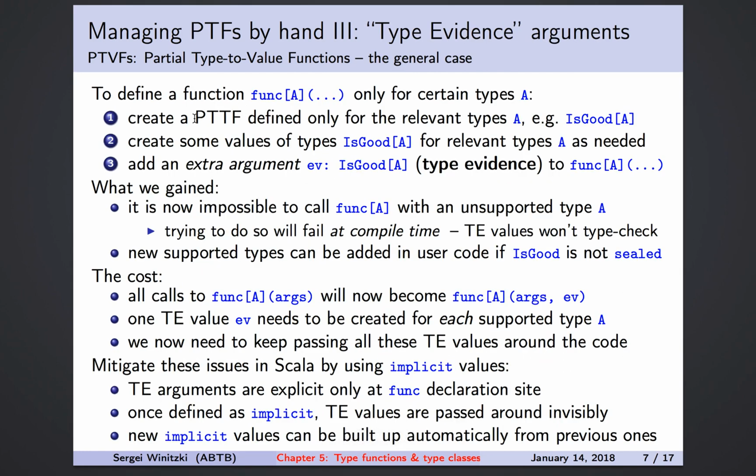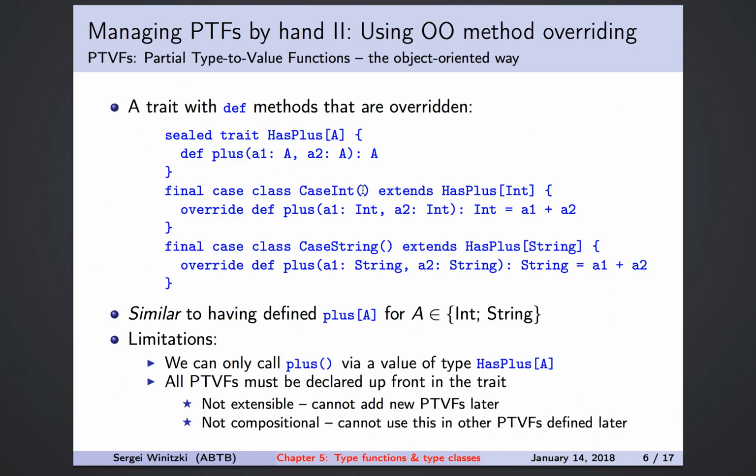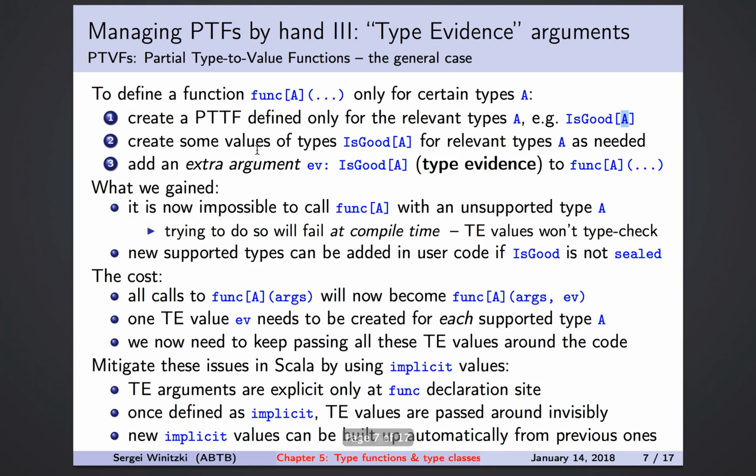So first you create this partial type to type function which defines your type domain. It's defined only for the specific types you want. So let's call this, for now, IsGood. So is this type parameter good? And if so, then we can proceed with it. We create some specific values of these types. For all relevant types A, we create a specific value. So this would be to say we create a value of this type, create a value of this type. Just, val a equals this, val b equals that. And that's what we will do.